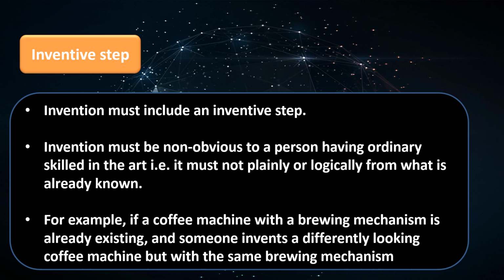And if the second person goes to file a patent application for this one, it will eventually get rejected, because when considered, the brewing mechanism was something which was already known. What this person did is make some changes in the outer appearance, and that will be considered very obvious to a person skilled in the art. So eventually this invention will not be considered as a patent. I hope that you have understood this inventive step concept. This is the second and one of the most important criteria for patentability.